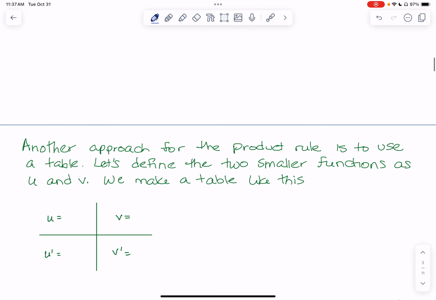Another approach to this product rule is to use a table, or the X here, the cross type thing. And we're going to define the two smaller functions, still again, as u and v. And we're going to make the table look like this. Now remember that if I'm looking for the derivative, I have my first times the derivative of my second plus the derivative of my first times my second, okay? So remember, this is the product rule.